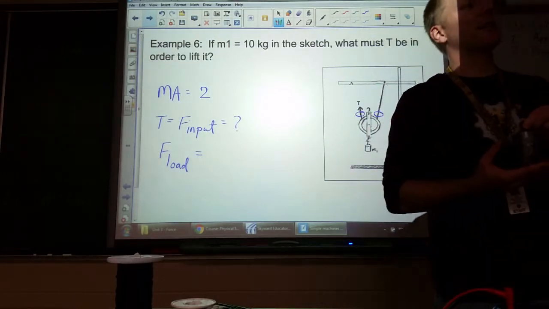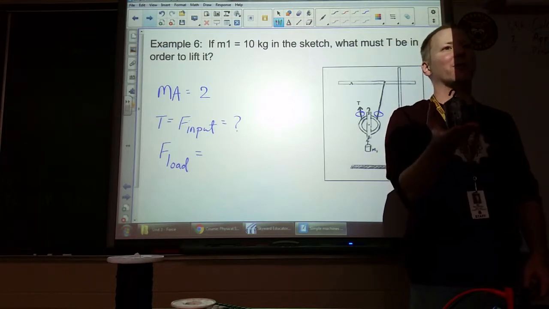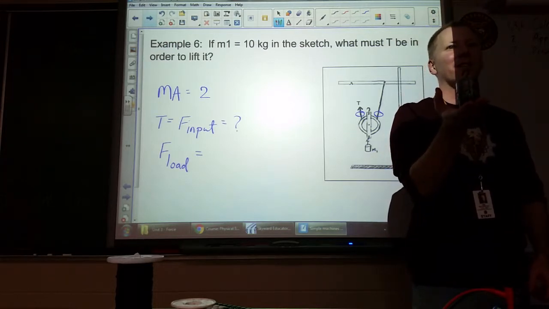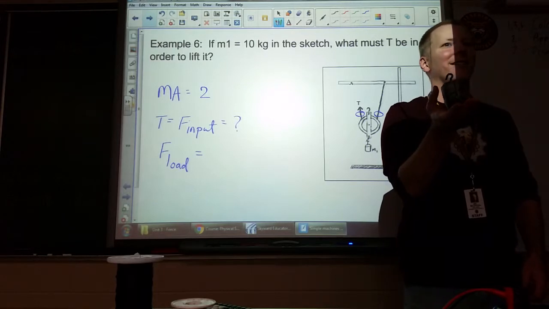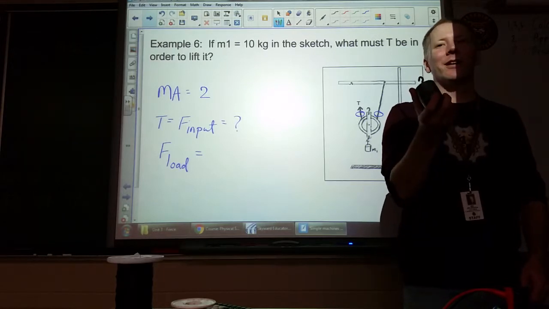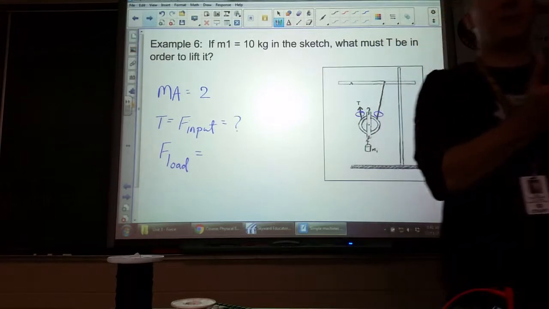Okay, think about this. We've done this a bunch of times. How much force do I have to apply to this to lift it? 1 kilogram. However much it weighs. Which in this case, it's 1 kilogram.